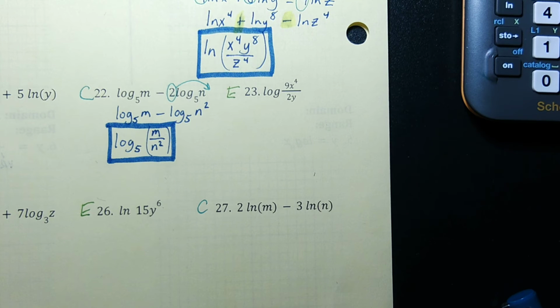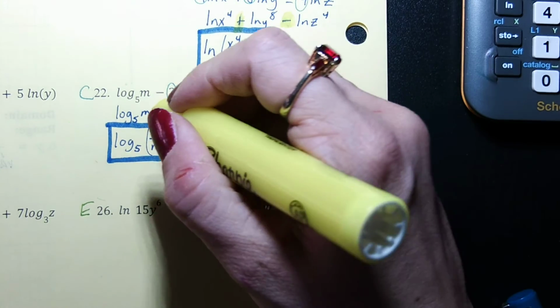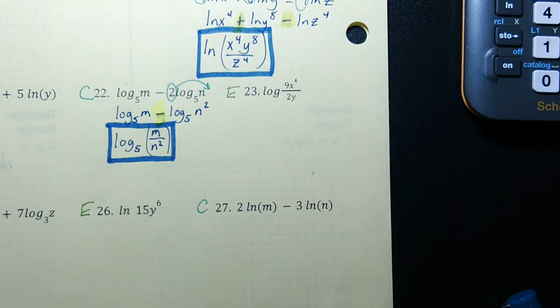So log base 5 of m over n squared. We have to move the coefficient to the exponent first. They are separated by subtraction, and so we condense using division.